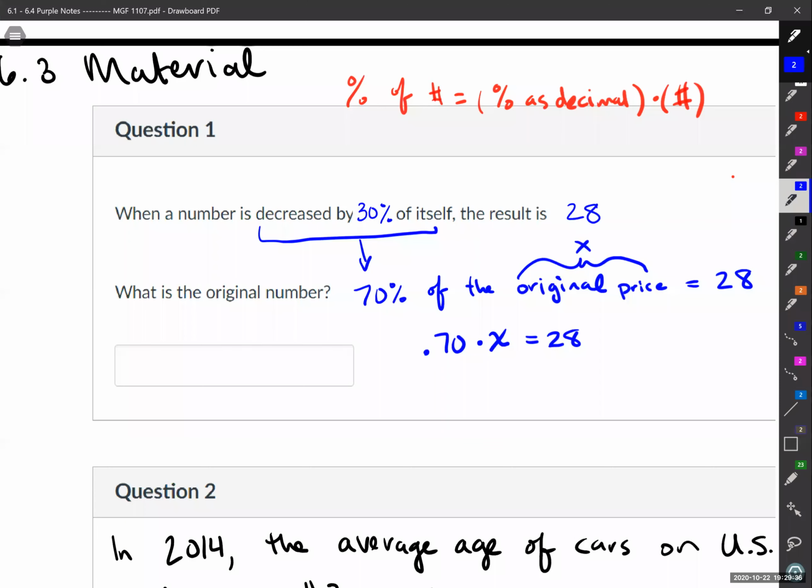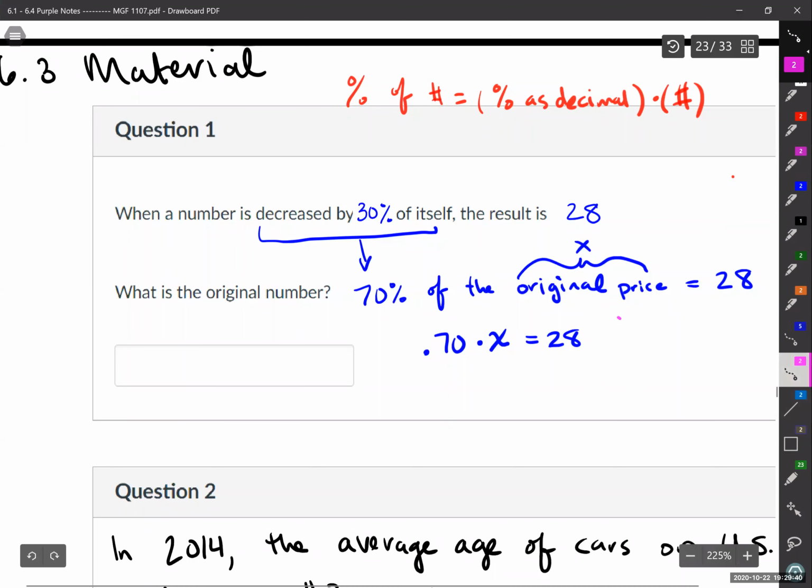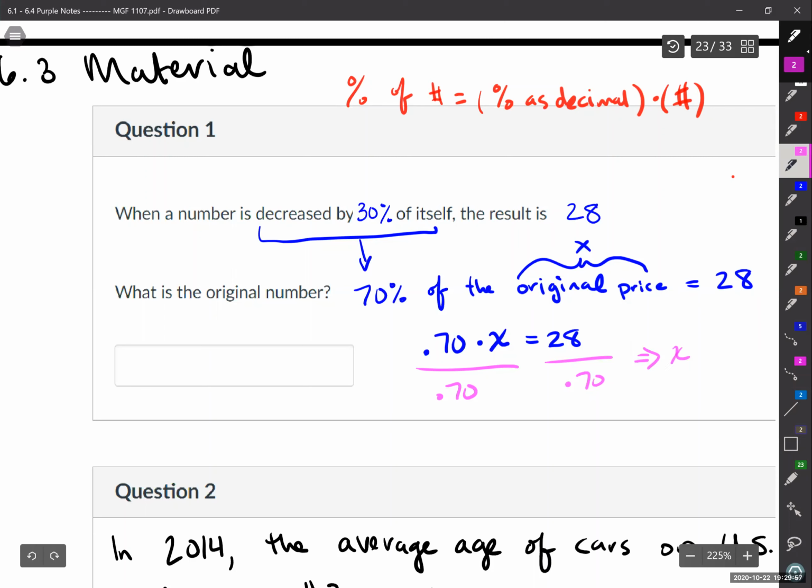And for these problems, I would say the part that we should be most careful about is setting up the equation. Once we've set up the equation, would we agree it's kind of like our last section in terms of solving? So it's multiplying by 0.7, so we would divide both sides by 0.7. X equals 28 divided by 0.7, which if you type that into your calculator, you should get 40.